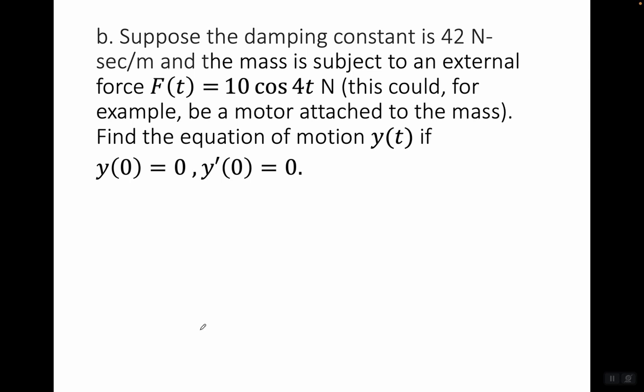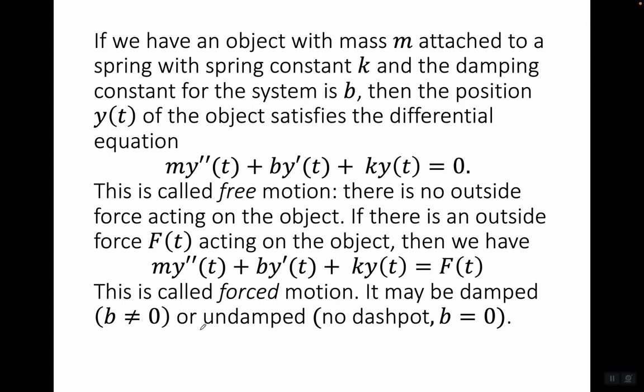Suppose the damping constant is 42 newton seconds per meter, and the mass is subject to an external force, F of t equals 10 cosine 4t newtons. This could, for example, be a motor attached to the mass. Find the equation of motion y of t if y of 0 equals 0 and y prime of 0 equals 0. We've seen how to do this before.